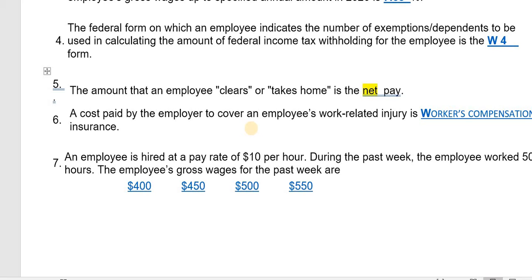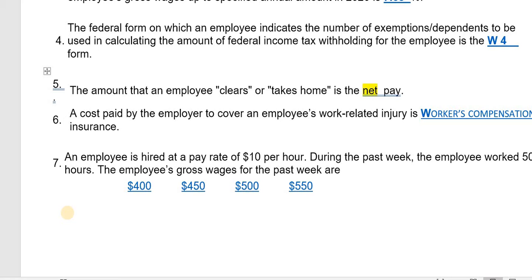I had a friend that had a roofing company a few years ago. He told me his insurance premium was half of whatever the guy made. So if he was paying the guy $20 an hour, the insurance, to insure him from falling off the roof, obviously, was $10 of that. Very expensive.